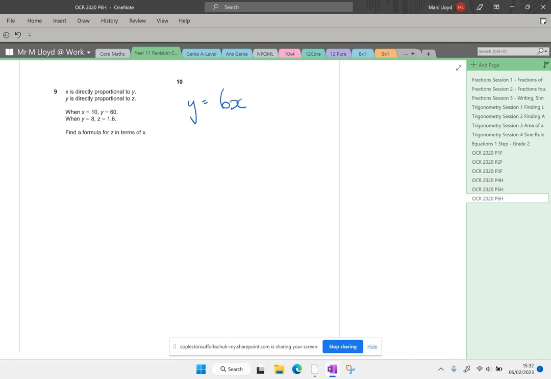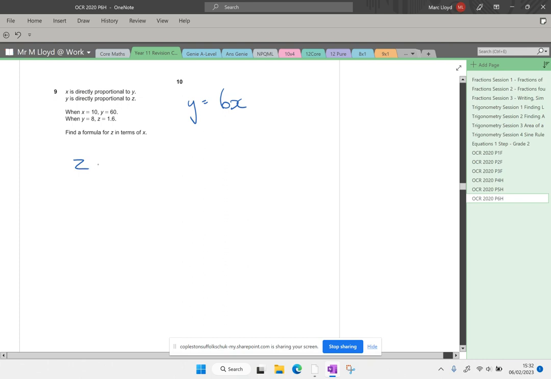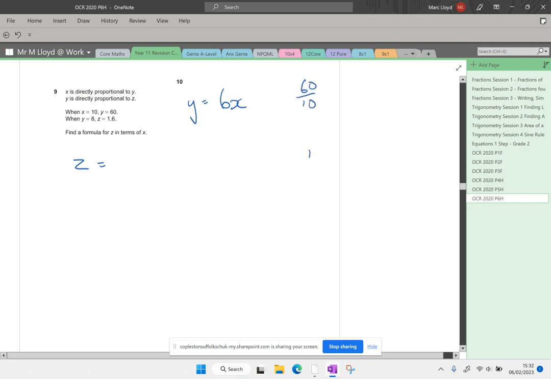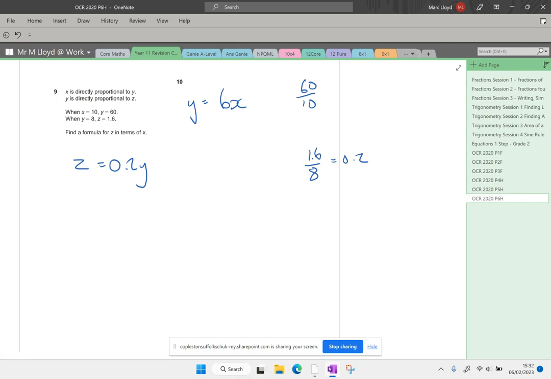And then z is directly proportional. So z equals, and then I do 1.6 divided by 8. Because actually here, we've done 60 divided by 10. So here we do 1.6 divided by 8. It gives me a fifth, which is 0.2. So z equals 0.2y. I just want to check that 8 times 0.2 is 1.6. Yeah, happy with that.